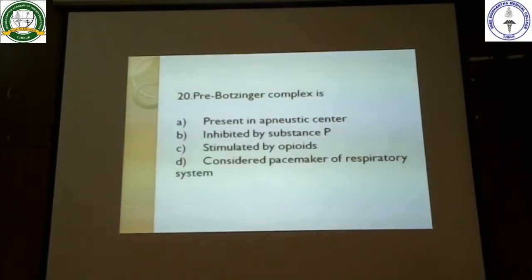The pre-Bötzinger complex is inhibited by substance P and stimulated by opiates, and it is considered the pacemaker of the respiratory system. It is present between the nucleus ambiguus and the lateral reticular nucleus. It is considered the pacemaker because it generates the normal respiratory rhythm. It rhythmically discharges so that it can rhythmically activate the phrenic nerve. So the answer is, it is considered a pacemaker of the respiratory system because it generates the normal respiratory rhythm.